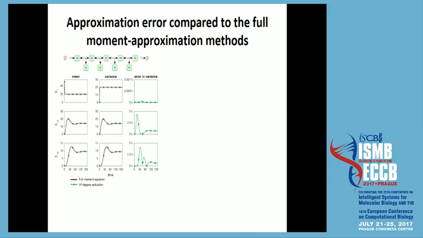Here I'm showing you the results for one of these network motifs where we have bimolecular reactions. And for these 3 exemplary species, you can see that the results for the mean and variances obtained by scalable moment equations and full moment equations are practically indistinguishable.